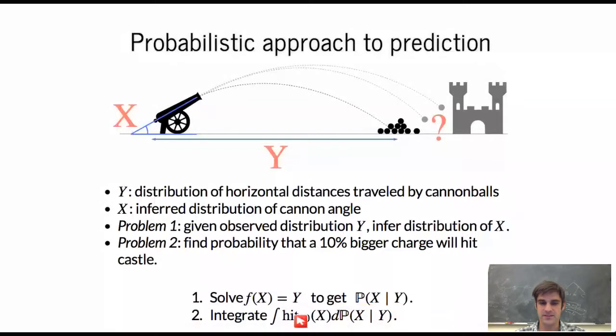this hit function. Remember, this hit function is 1 if it's going to hit the castle, and 0 if not. Now instead of a yes-no answer, yes, it's going to hit the castle, no, it's not going to hit the castle, what we can get is a probability that this 10% bigger charge is going to hit the castle. The way we get that probability is by integrating out this hit function with respect to this thing, which is called the posterior.